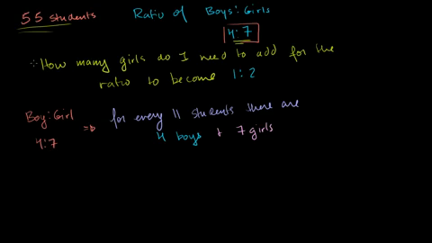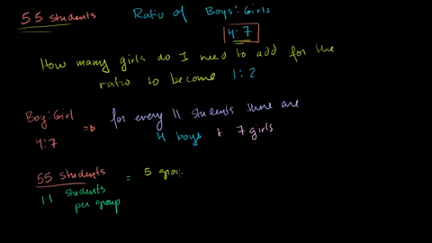Now, how many groups of 11 students are there? We have 55 students total, and we're breaking them into groups of 11. We divide by 11 students per group. That means we have 5 groups of 11 students. And we've done this drill before. Every group has 4 boys and 7 girls.